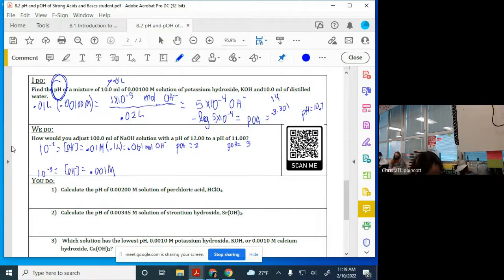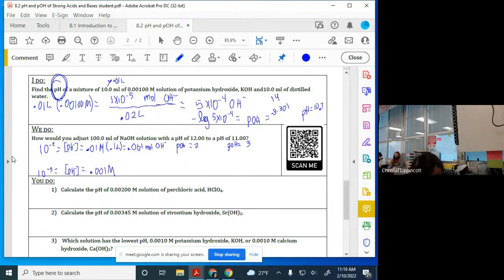How do you know the molarity? I took 10 to the -2, because the pOH is 2. So 10 to the negative pOH gives me my OH concentration. You good now? Yeah. Okay.